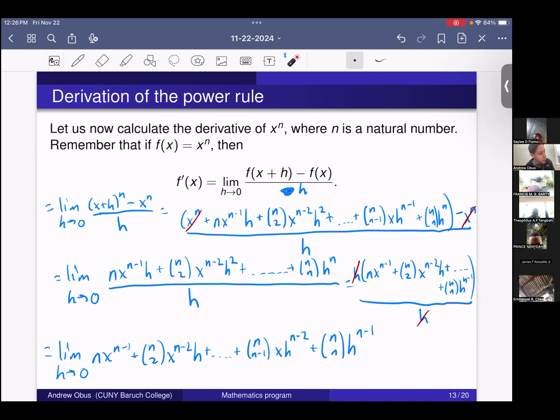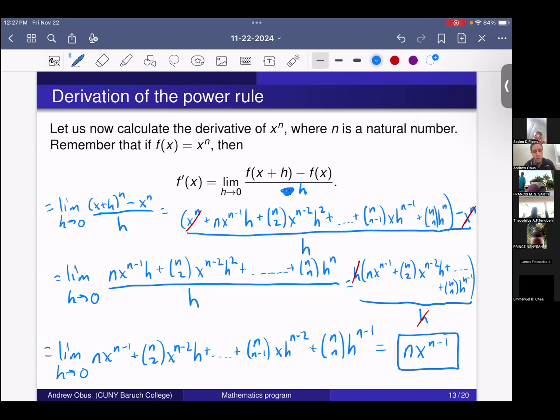All right, well, what happens as h goes to 0? Well, all of these terms disappear. It's just a polynomial. All of these terms disappear, and I'm left with just n x to the n minus 1. So the final answer here is just n x to the n minus 1, because as h goes to 0, all of these terms disappear.